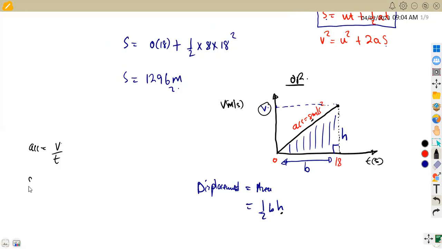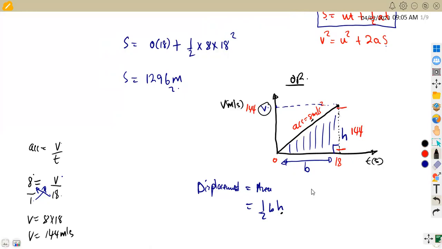Acceleration, which we are given as 8, is equal to the final velocity that we do not know over the time frame from 0 to 18, which is 18. From there, we can cross multiply, because 8 is the same as 8 over 1. So 1 times v gives us v, and then we've got 8 times 18. So our velocity is going to be 144 meters per second. So at this point, we have got 144 meters per second. That means the height is 144.